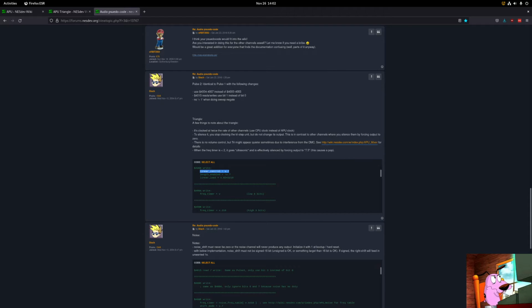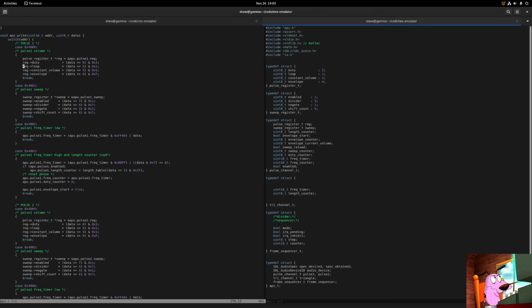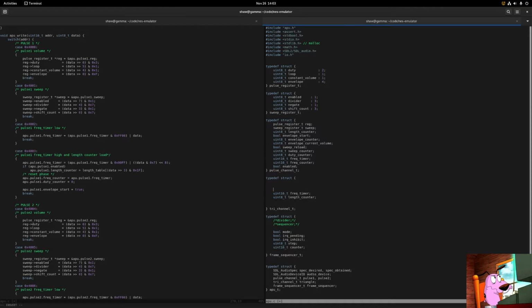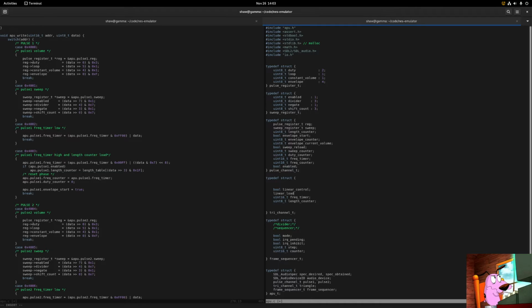Linear control, linear load. Linear control. Linear load. Maybe we'll call it that. So that could be a bool, I guess. And then linear load, it's going to be 7 bits, so we can use an 8-bit unsigned integer.